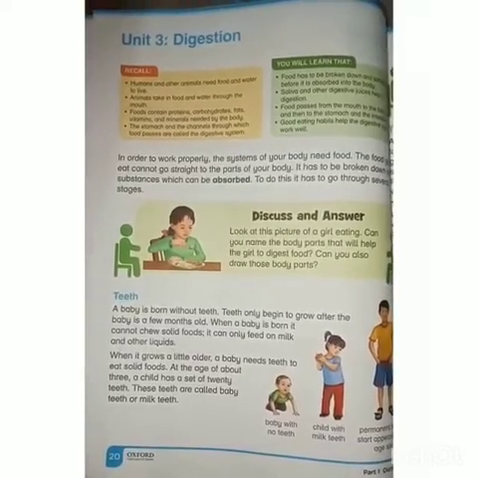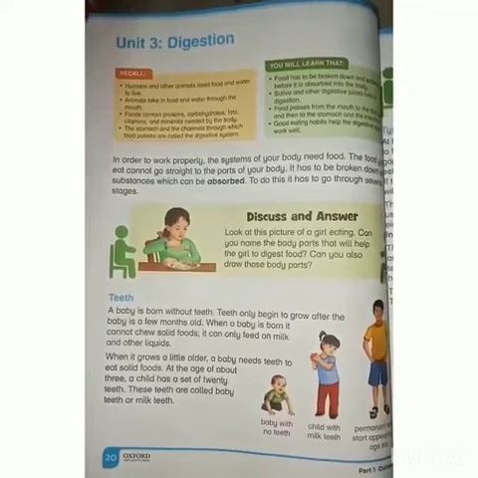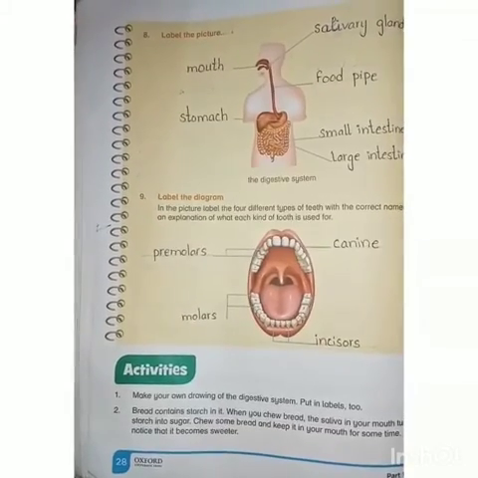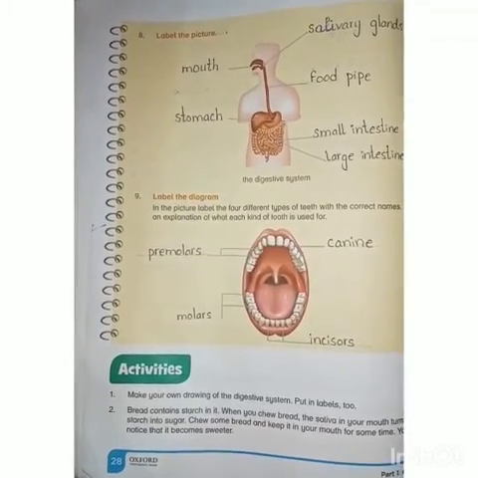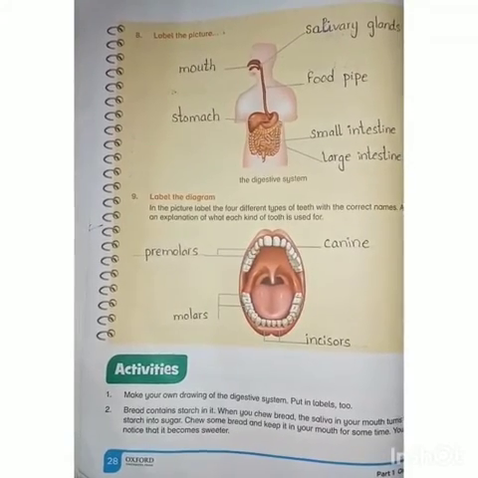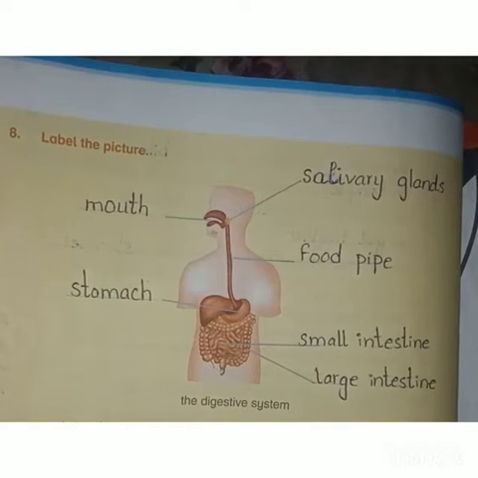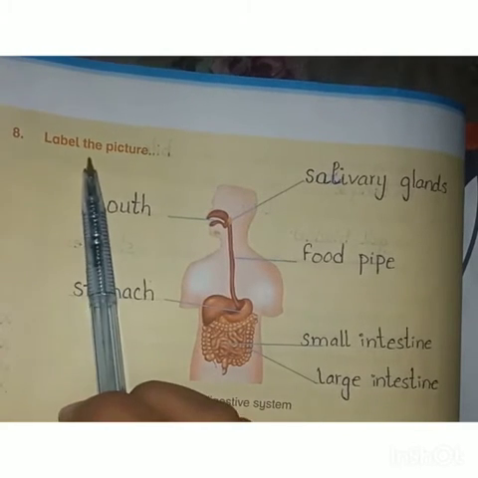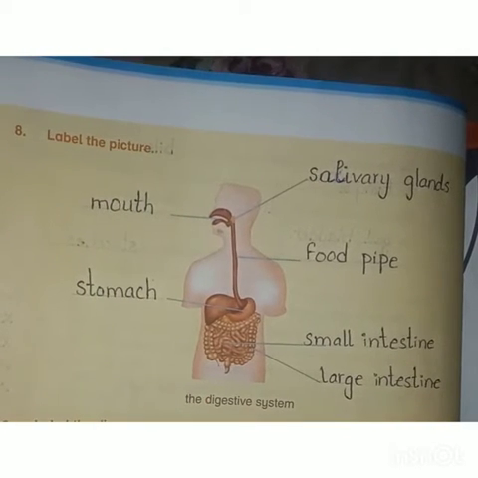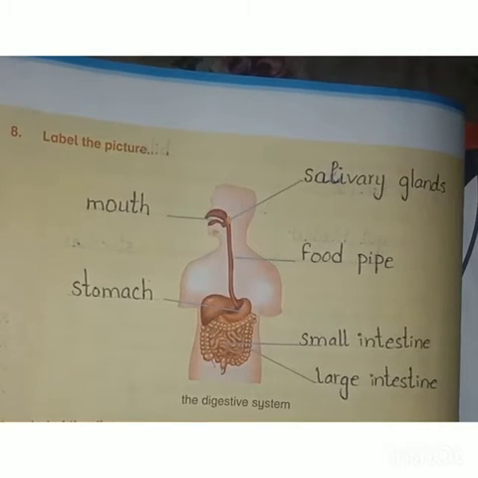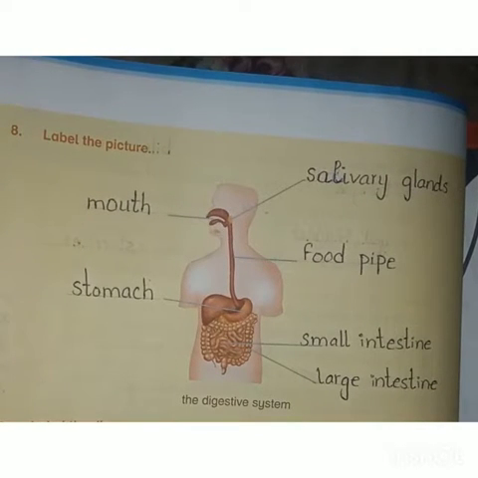We are revising unit number 3, digestion. And today we will revise question number 8 and question number 9 on page number 28. Let's start. Question number 8 is label the picture. This is the picture of the digestive system. Let's start.